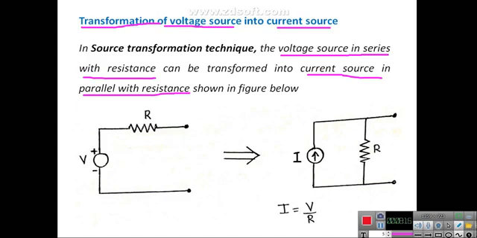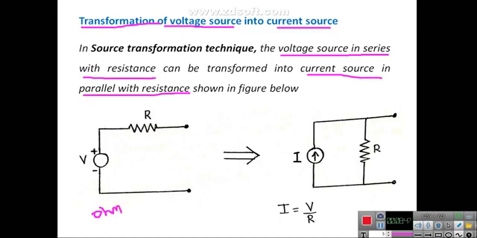That is shown in these two figures. Suppose your network is of this type, a voltage source in series with the resistance. Then this network can be transformed into this network, that is, your voltage source can be transformed into a current source. While transforming voltage source into current source, you can make use of Ohm's law.